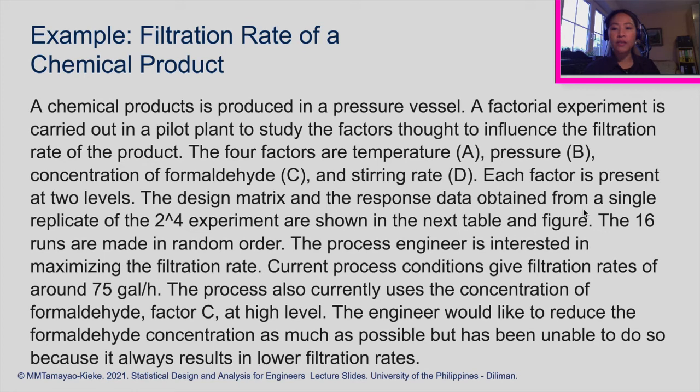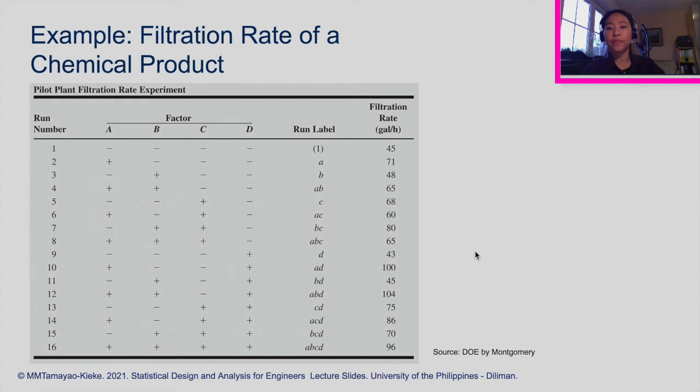And the 16 runs are made in random order. The process engineer is interested in maximizing the filtration rate. Now, current process conditions give filtration rates of around 75 gallons per hour. The process also currently uses the concentration of formaldehyde, factor C, at high level. The engineer would like to reduce the formaldehyde concentration as much as possible, but has been unable to do so because it always results in lower filtration rates.